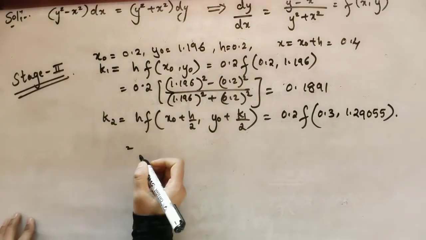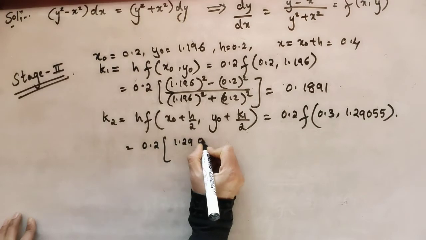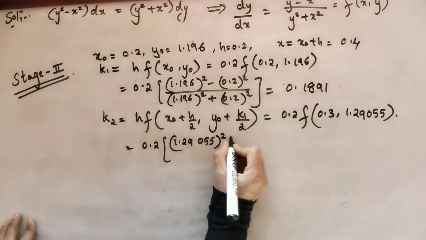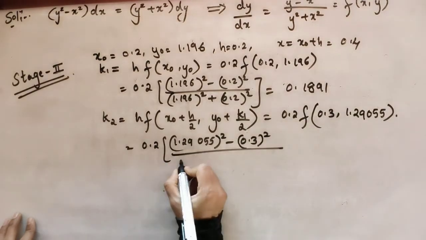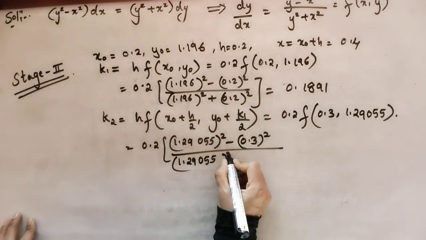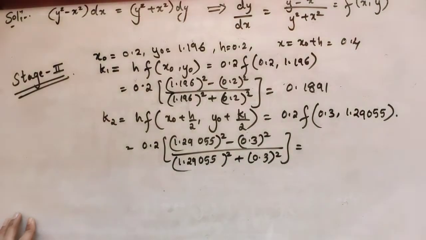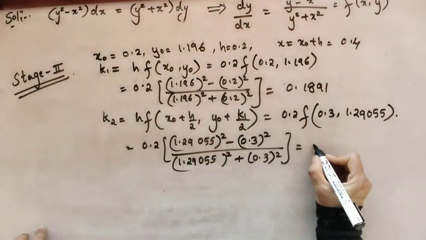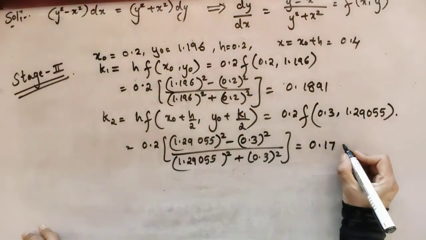So if you substitute that, it is 0.2 times 1.29055 square minus 0.3 square, this time because the x value is 0.3, over 1.29055 square plus 0.3 square. Substitute these values in your calci and get the value for K2. The K2 value is 0.1795.